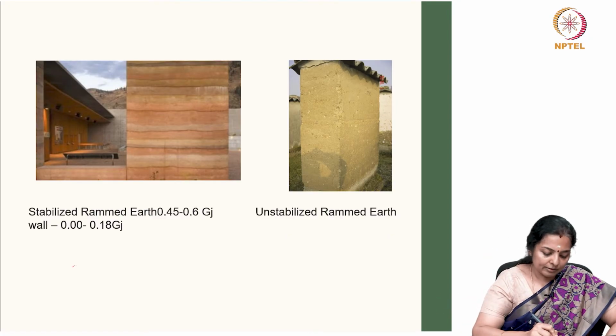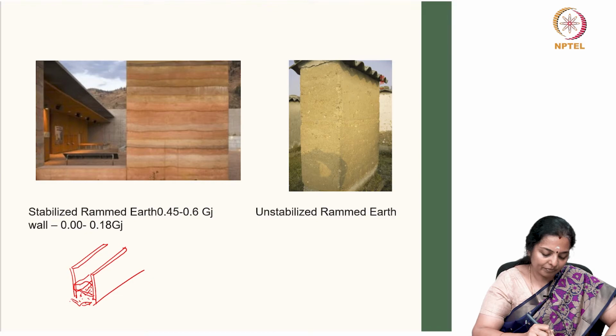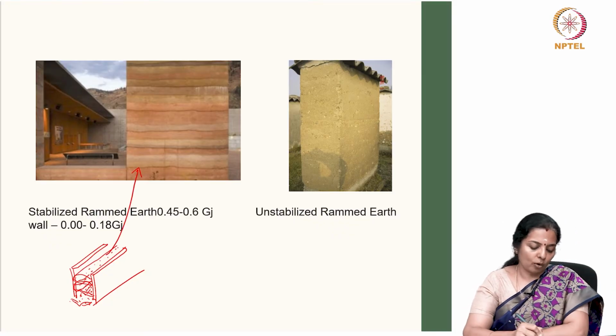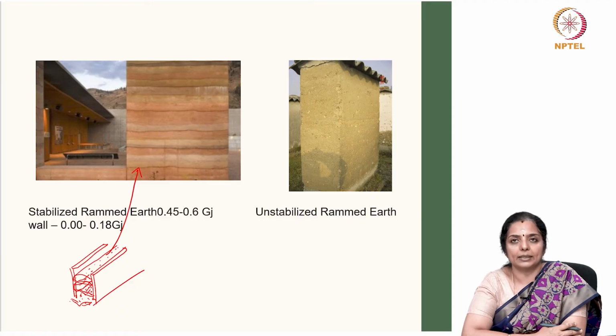So, you have formwork within which you start compacting soil in layers like this. Once this layer is laid and compacted, the next layer is laid, and so on and so forth, and then the third layer is laid, leading to this kind of wall once the formwork is removed. This is how we see it.